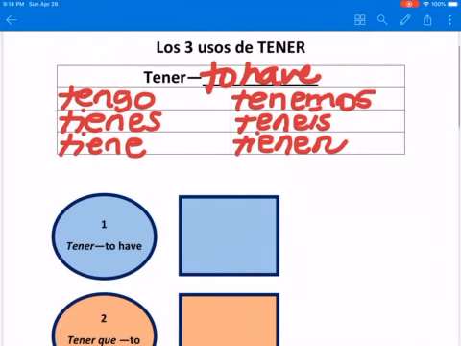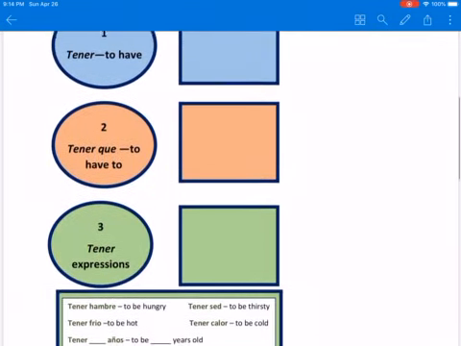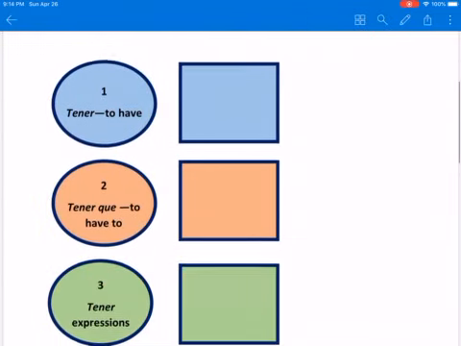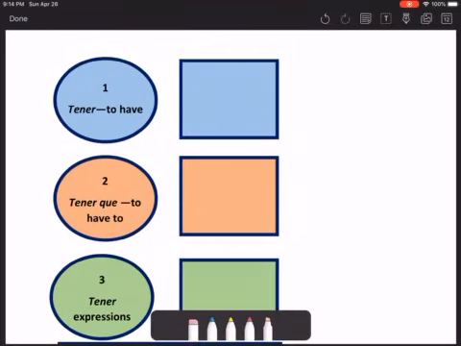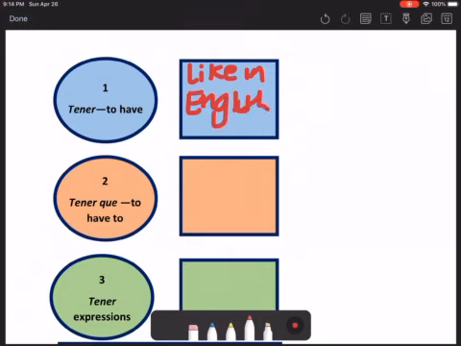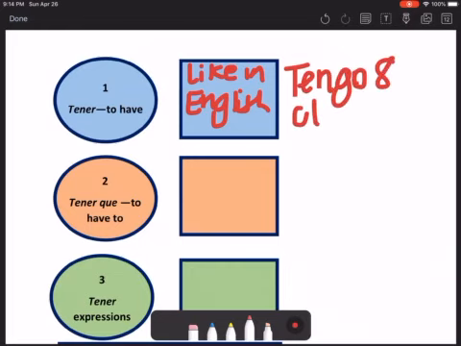Okay, so there's three uses. We have 1, 2, and 3 ways to use tener. The first way to use tener is to have, like in English. For example, I have how many classes? 8. Tengo 8 clases.